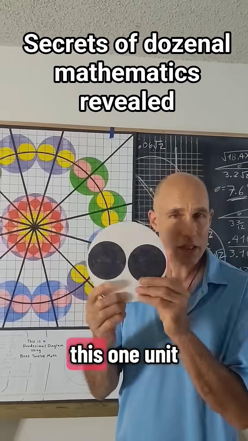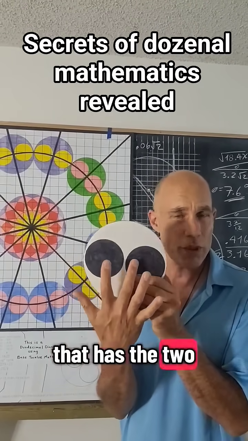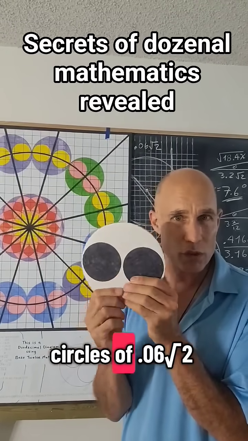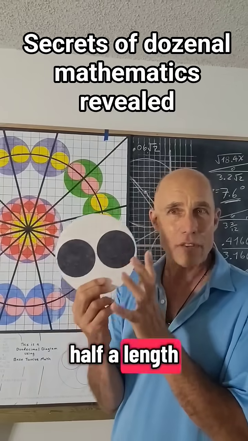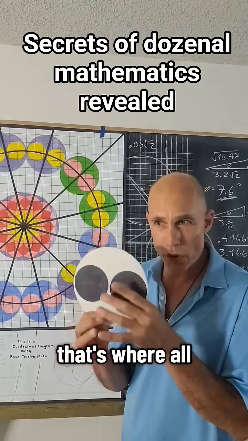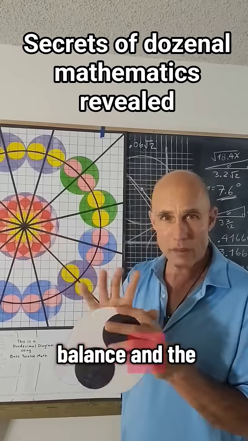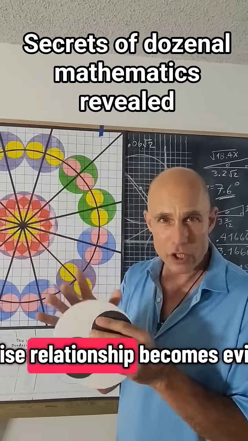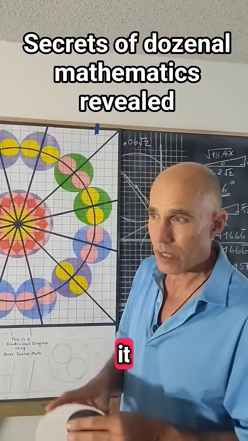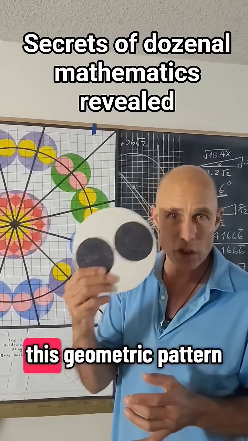And we need this one unit that has the two. It's the relationship between the two circles of 0.06 root 2, half a length of 0.1 root 2, where all this, the balance and the precise relationship becomes evident. We can see it. It's visible in this geometric pattern.